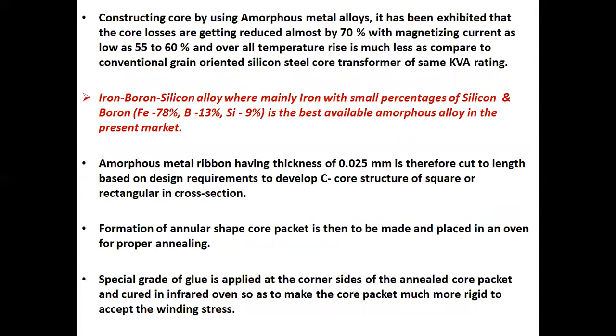By constructing the core using amorphous metal alloys, it has been shown that core losses are reduced by almost 70%, with magnetizing current as low as 55 to 60%. And the overall temperature rise is much less as compared to a conventional grain-oriented silicon steel core transformer of the same kVA rating.